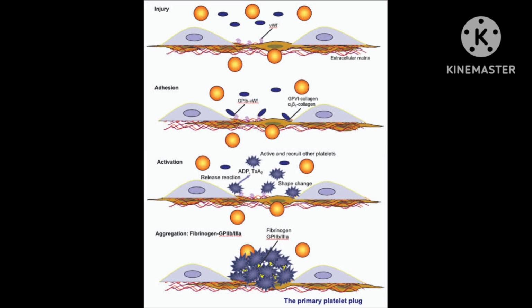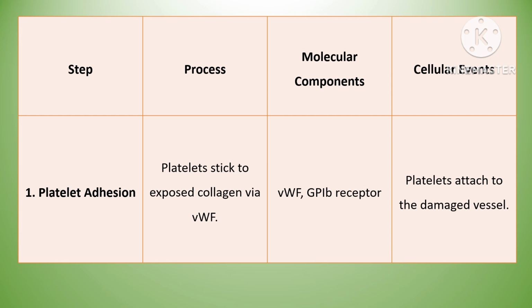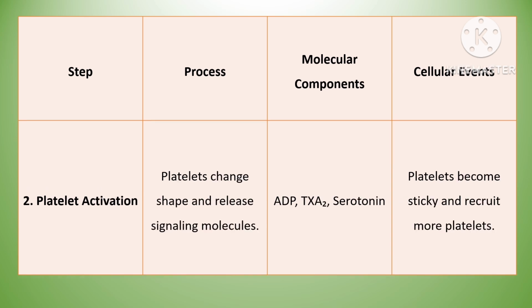A special protein known as von Willebrand factor helps the platelets to stick to the damaged area, and this is the first step in stopping the blood loss. Then after that there is platelet activation.